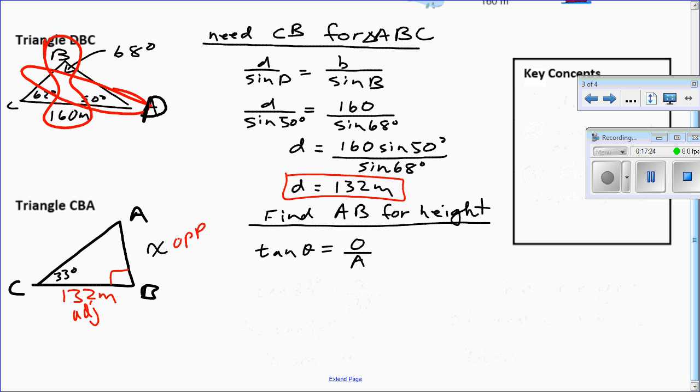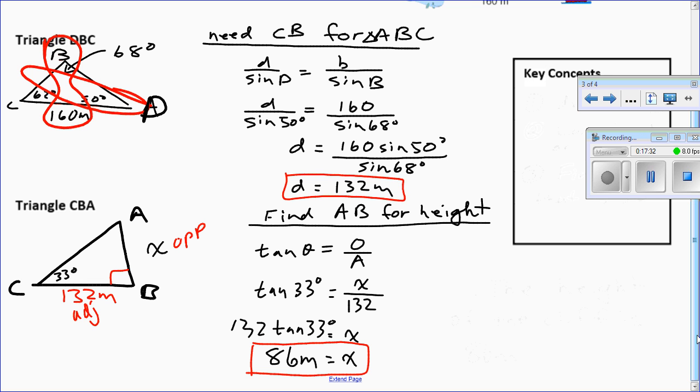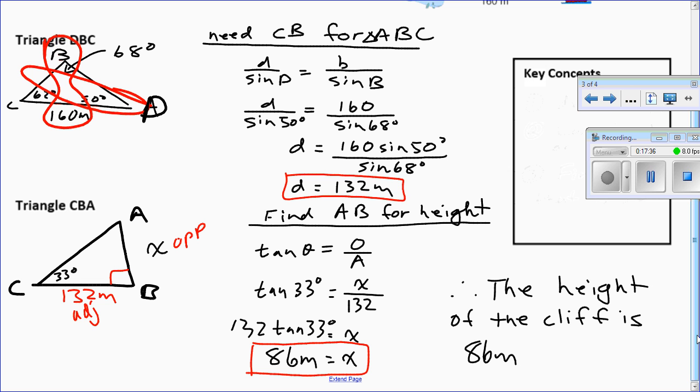Let's use tangent to find our side. So we end up with tan of 33 is equal to X over 132, which means X is 86, the height of the cliff. Therefore, the height of the cliff is 86 meters.